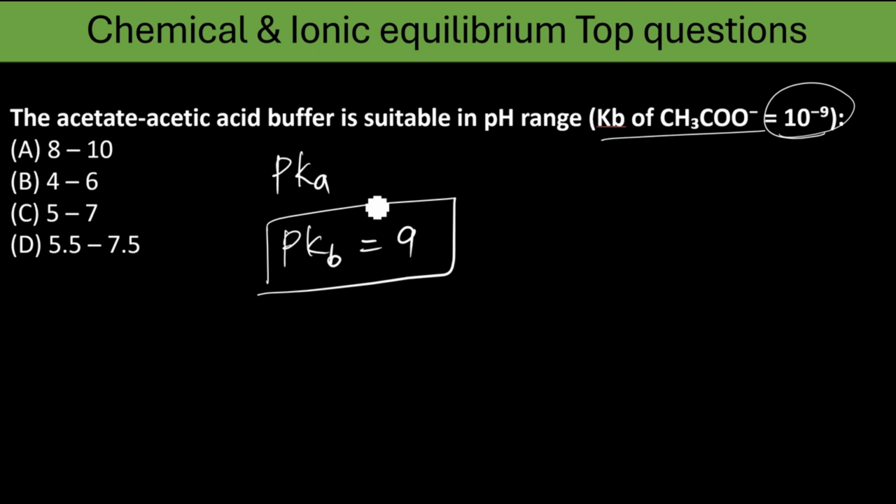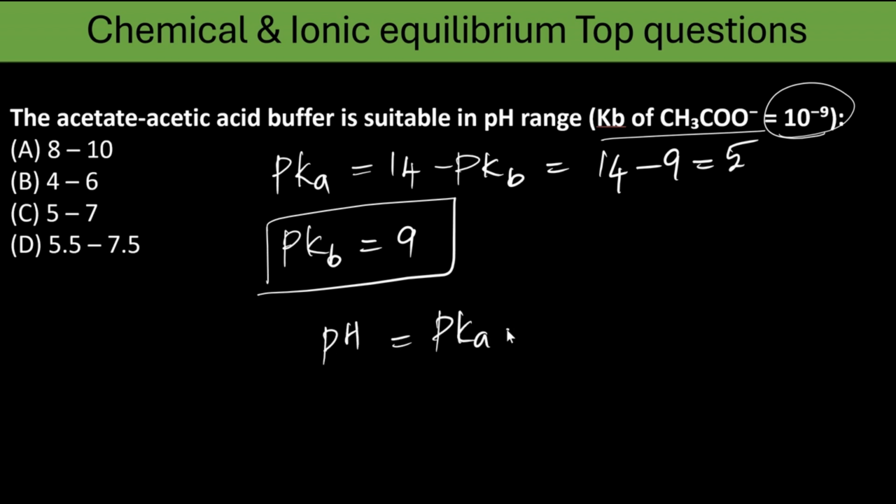So what about pKa? pKa will be 14 minus pKb, so that is 14 minus 9. pKa will be 5. Now, to determine the buffer range, the pH is equal to pKa plus or minus 1. That is the general formula. So the buffer range, pKa is 5, so plus or minus 1, which is 4 to 6.